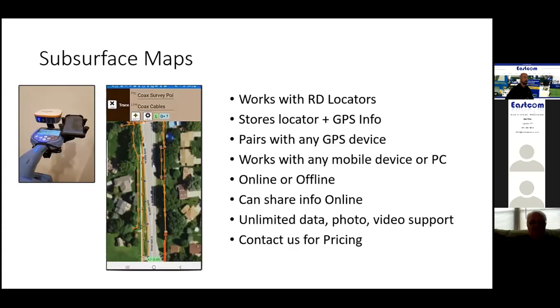Another solution called Subsurface Maps. Again, this works with all of our RD locators. You can tie together the information from the GPS receiver and from the receiver from your locator. Now, in this solution, you have unlimited data, photo, and video support. So if you're out in the field and you say, I want to take a video of this, you can do that. It will store it, and then you can pull it back at any time.